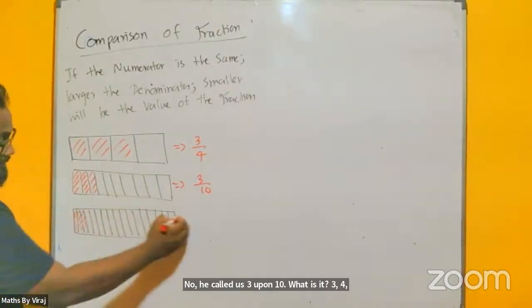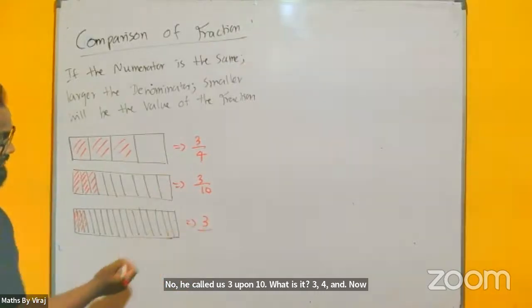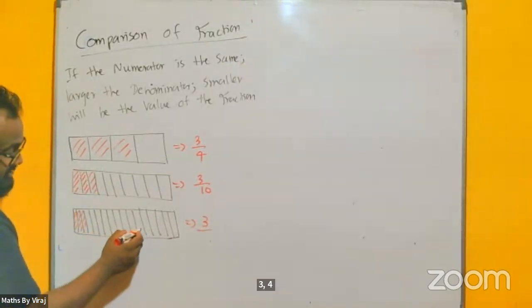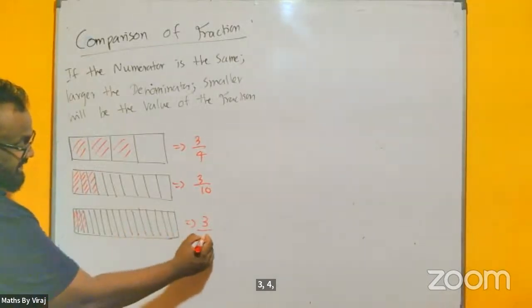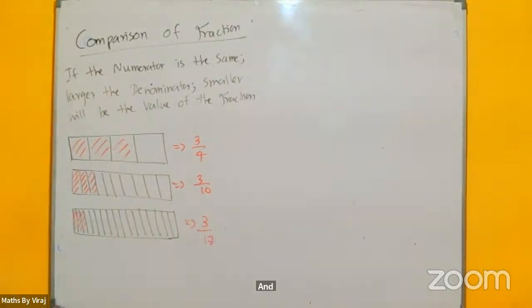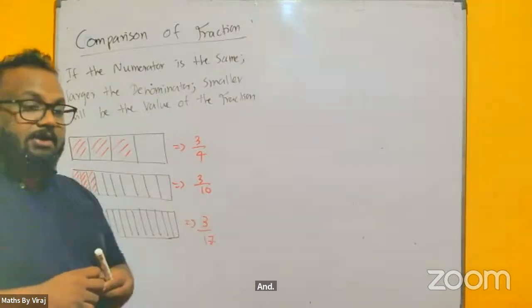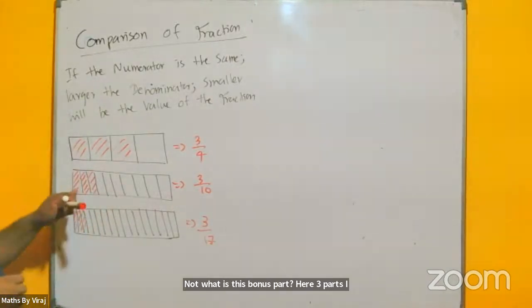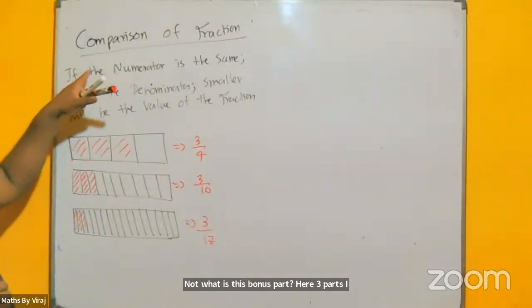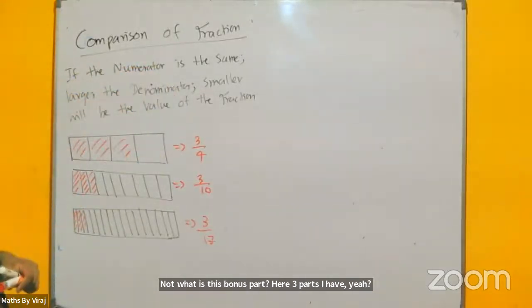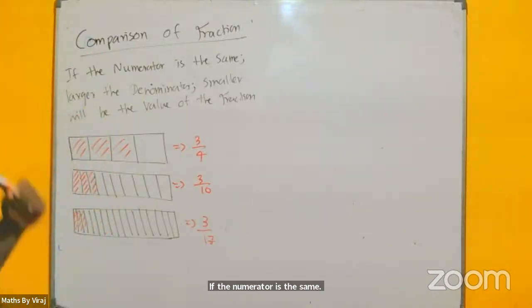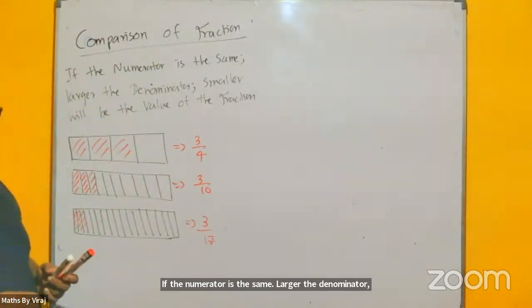Now here, 3 upon 17. Now what is the smallest part? Here 3 parts I have colored. Here also 3. Here also 3. If the numerator is the same, larger the denominator, smaller will be the value of the fraction.